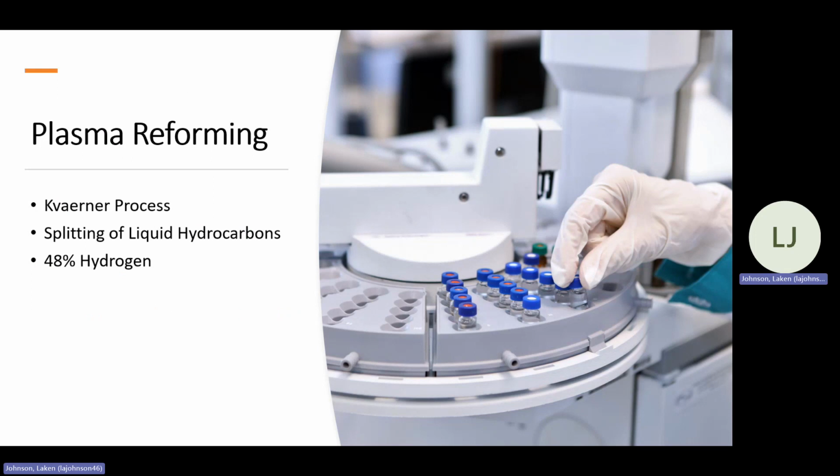Plasma reforming is also another method. In the 1980s, the Kvaerner process was created and focuses on splitting liquid hydrocarbons into carbon black and hydrogen, and it is 48% hydrogen once it's been split.